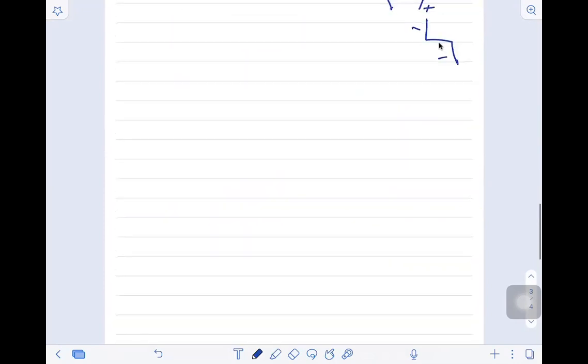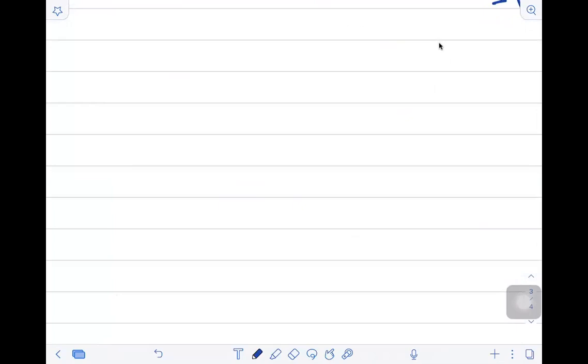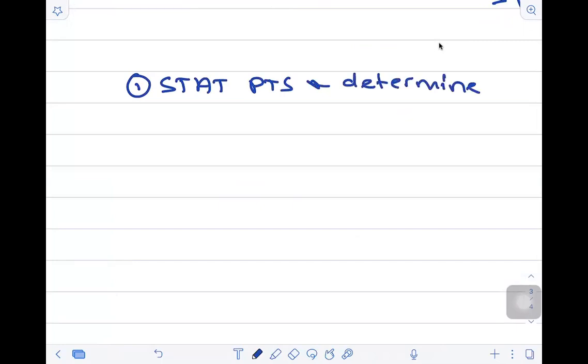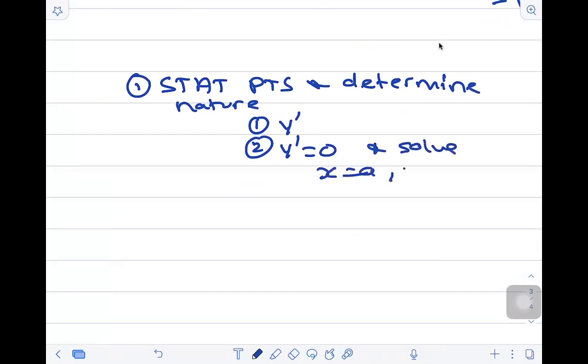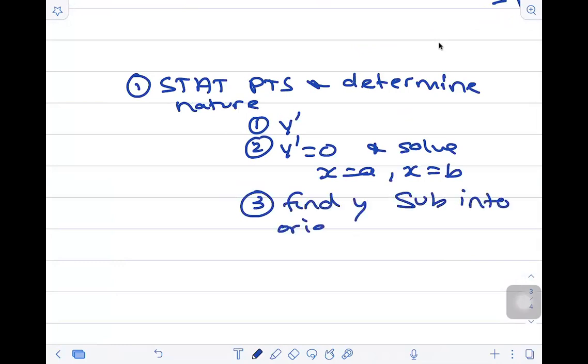So how this comes into the big picture is, first of all, you've got to find the stat points and determine the nature. Find y dash, make y dash equal 0, and solve for x equals a, x equals b. Find y, so you sub into the original, and then to determine the nature, you've got two choices.